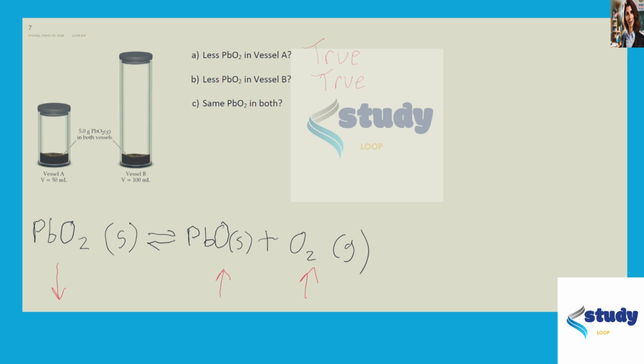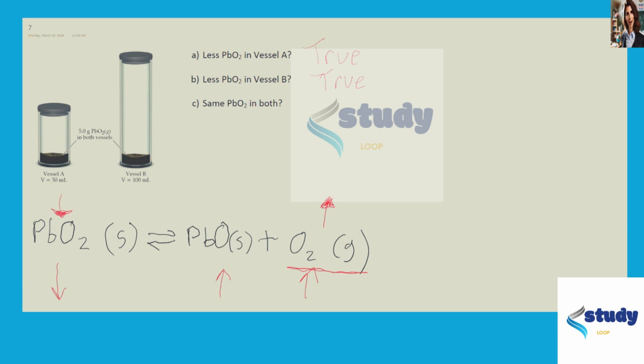For the last part, we have to assess whether the amount of PbO2 left behind in both vessels is the same after they've come to equilibrium. For this one, let's consider the only difference between vessel A and vessel B. Vessel B has more volume, and when there's more volume, there's more space for gases such as O2 to form. So if we're going to have more of our oxygen forming, in order for that to happen, we're going to have less of our starting material.